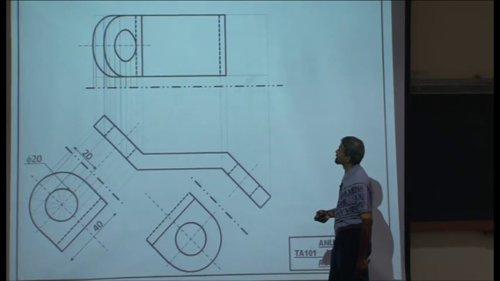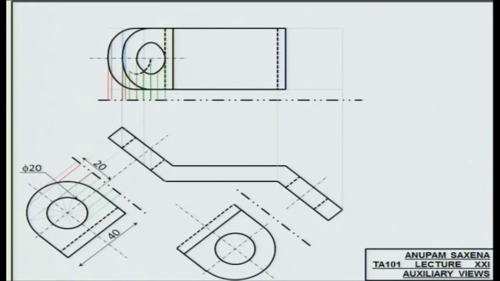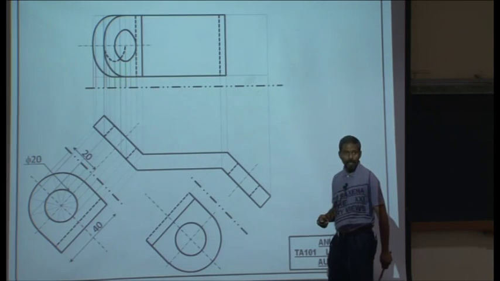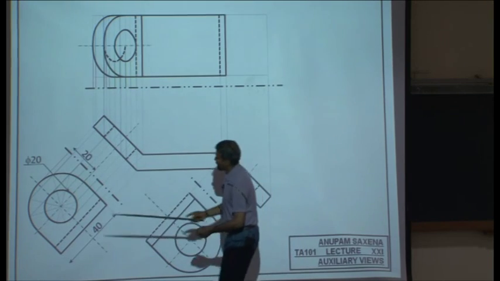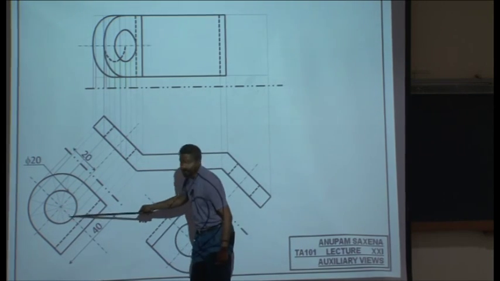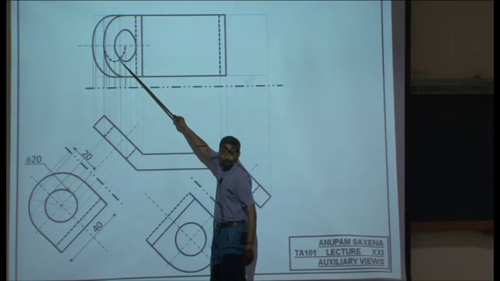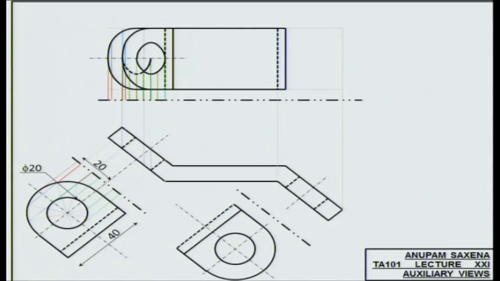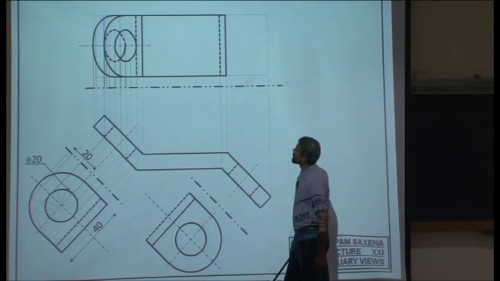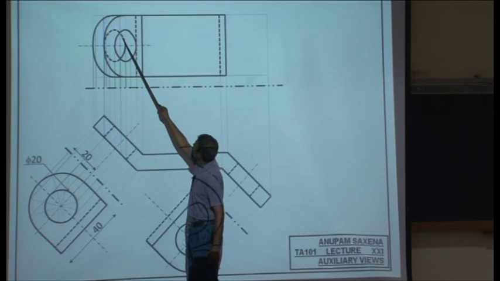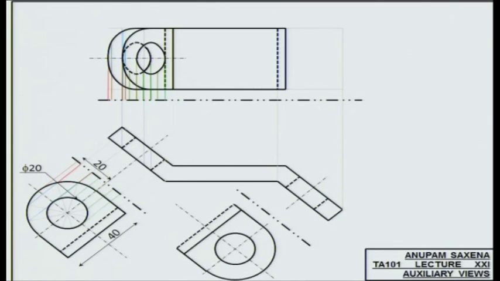I'm just transferring distances. There are going to be many lines. I'm just transferring distances. So this is possibly this part of the circle, and a part of it is going to be visible in the top view, so this would be solid. The other part, the same thing, transfer distances. A part of this circle is going to be visible, so this would be solid, the rest will be hidden.